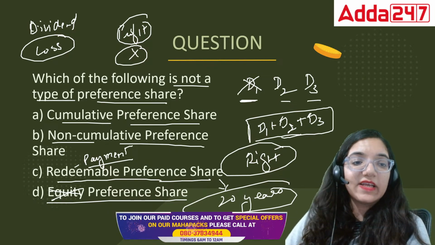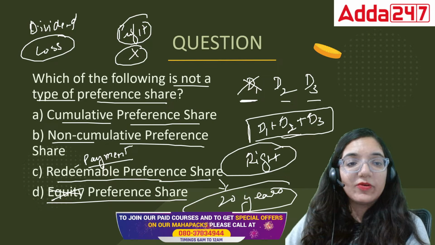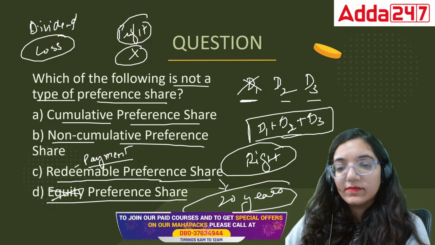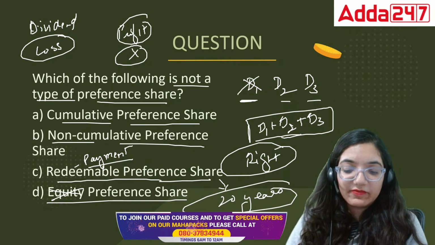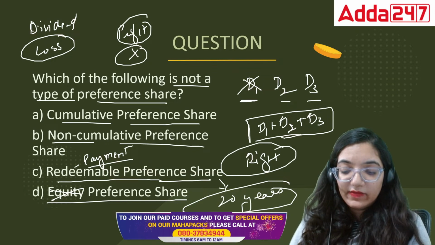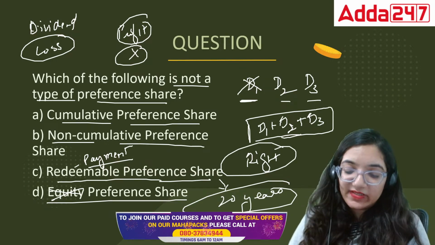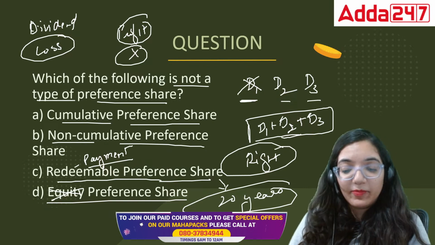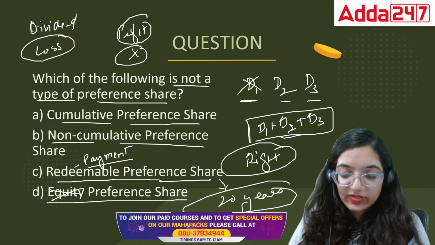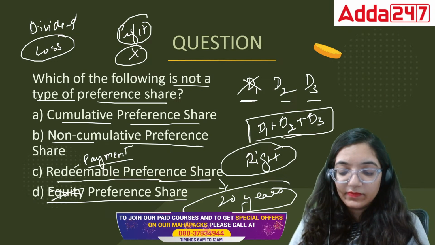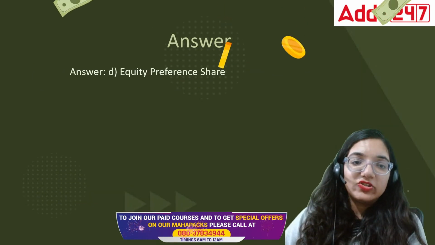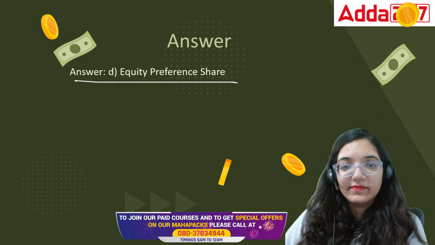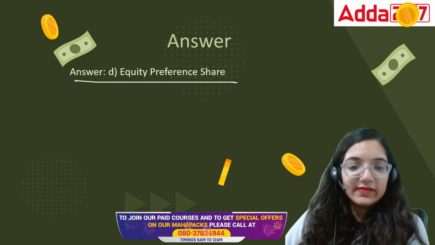Now the next point that arises is that when we talk about preference shares, it does not include equity preference. Equity is a separate kind of share and preference is a separate kind of share. They do not work in this manner. So equity preference share is nothing. Done?